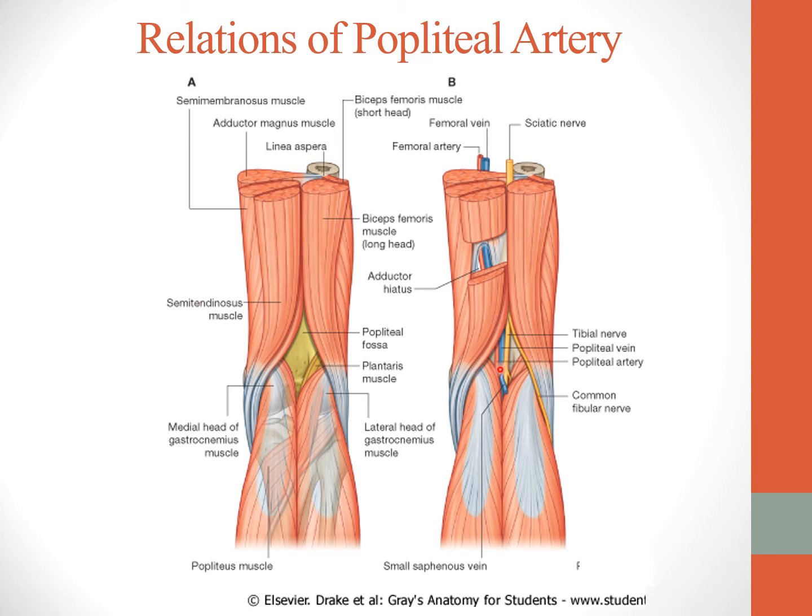And in the popliteal fossa it lies just medial, and lateral to it are the popliteal vein and tibial nerve over here. And over here it divides into two branches, anterior tibial and posterior tibial.